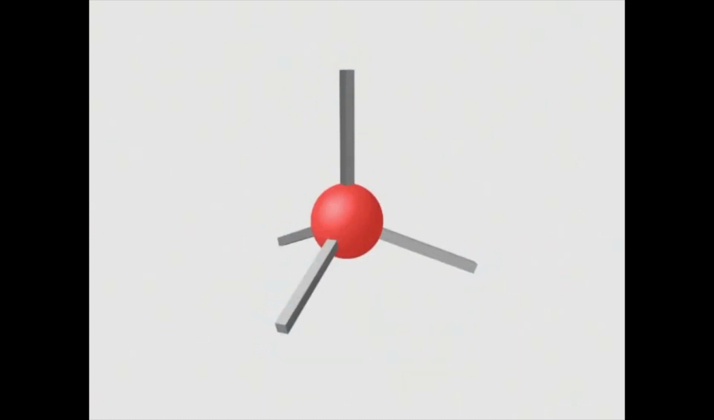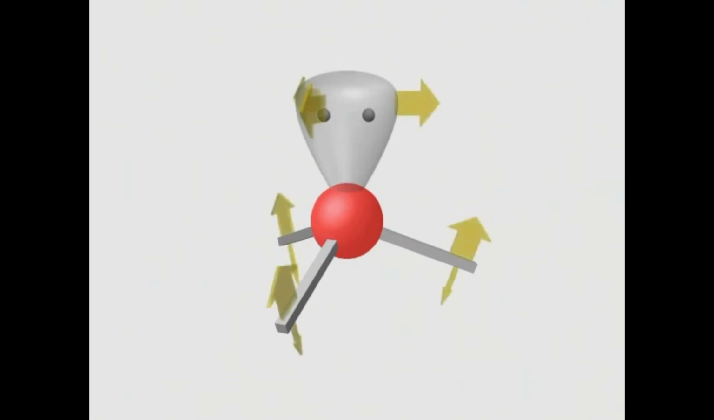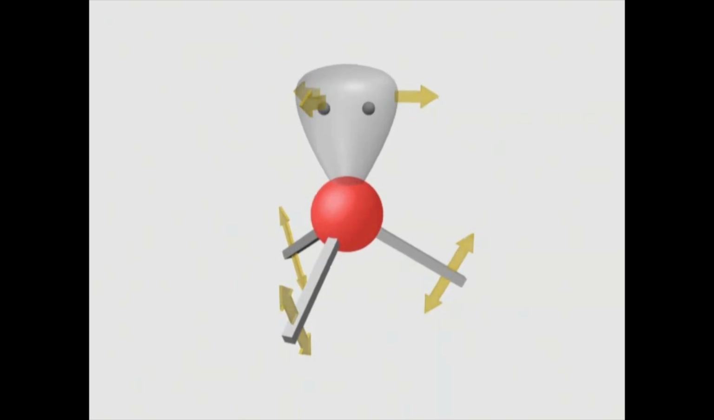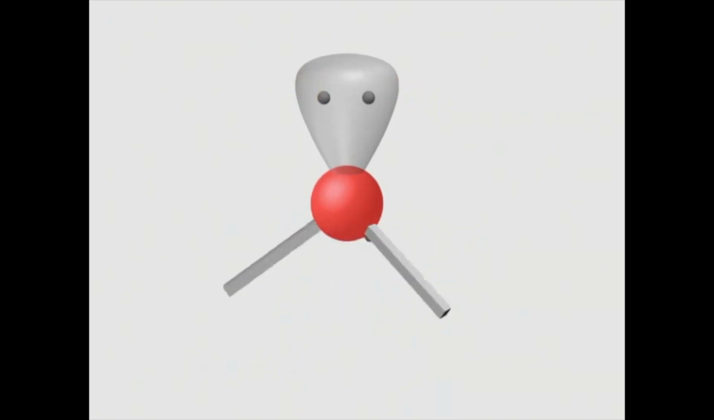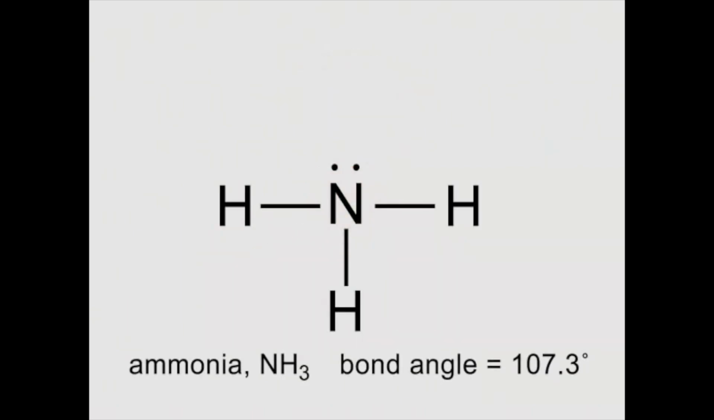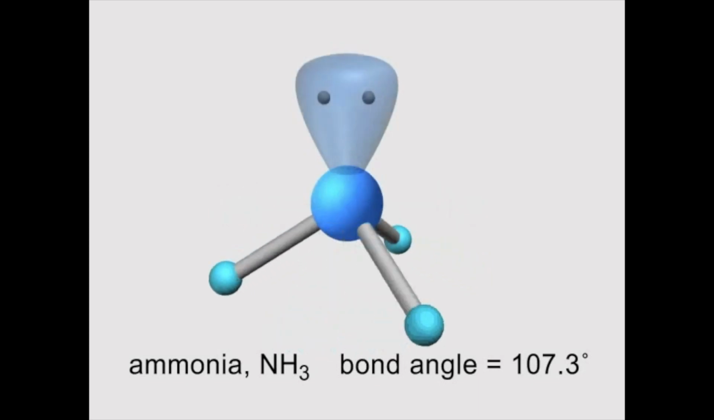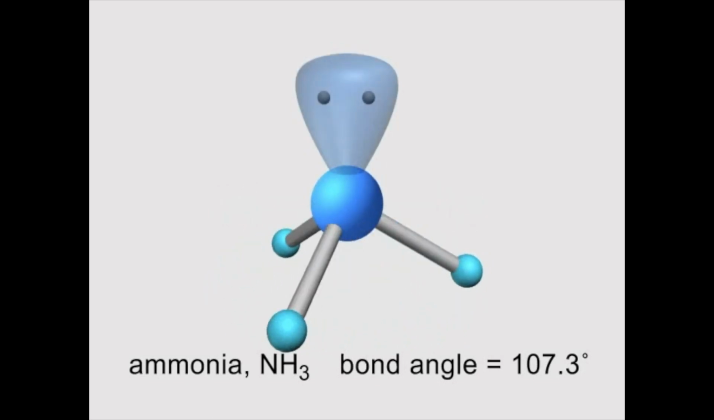With one of the 4 electron groups a lone pair, the shape is trigonal pyramidal. Since a lone pair exerts greater repulsions than a bonding pair, the bond angle is less than 109.5 degrees. Ammonia is a common molecule with this shape. Its bond angle is 107.3 degrees.